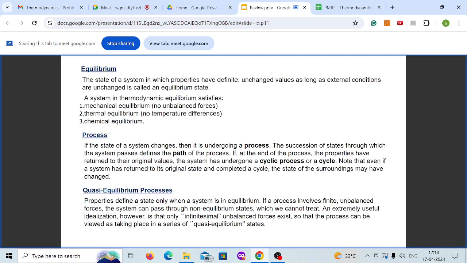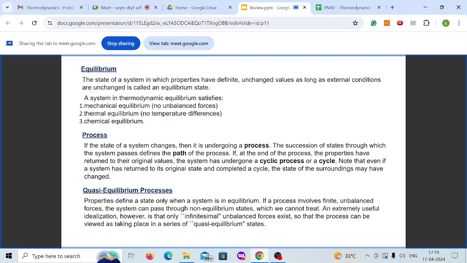So we have seen a system or a state and how to define it. The other part is to know whether it's in equilibrium. The state of a system in which the properties have definite unchanged values as long as external conditions are unchanged is called an equilibrium state. So if your system doesn't change and the values are definite, that is called equilibrium.